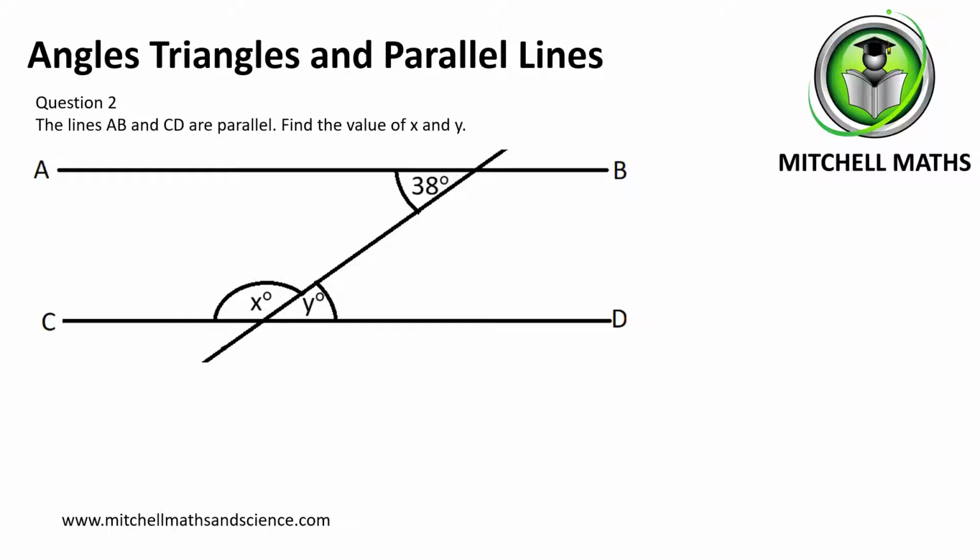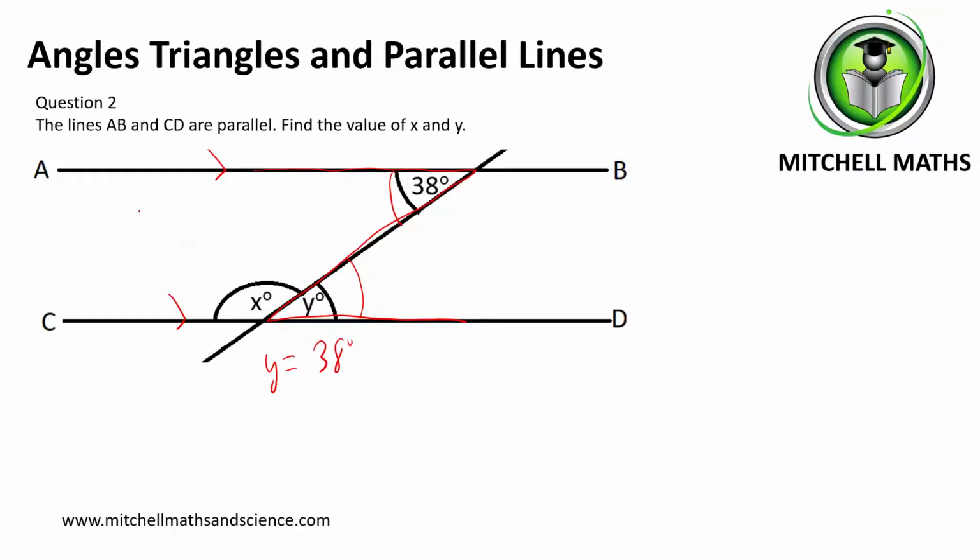Lines AB and CD are parallel. So we can see that these two lines are parallel. And what we can see is actually there's something called alternate angles, also sometimes called Z angles, which means this angle 38 degrees here is going to be the same as this angle here, which is also going to be 38 degrees. So that means that y is 38 degrees.